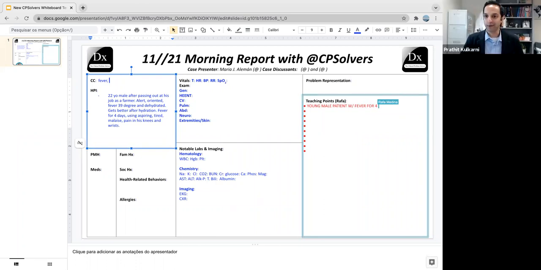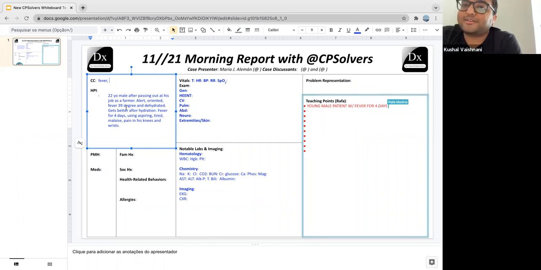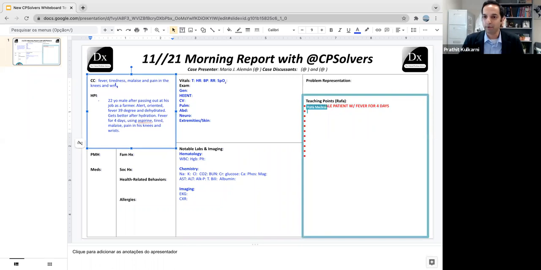Kushal, would you like me to go ahead or? Oh yeah, yeah. So how would you dissect this problem representation? How would you approach this aliquot that we got so far, Dr. Kulkarni?